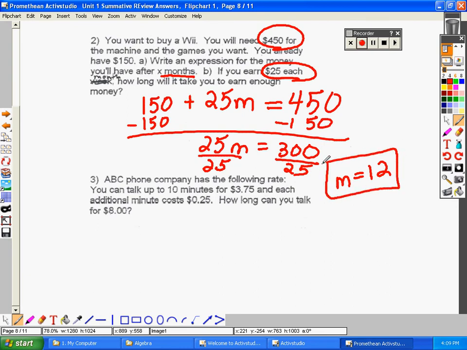Last one, ABC Phone Company has a phone rate. You can talk up to 10 minutes for $3.75. Each additional minute costs 25 cents. How long can you talk for $8? So right away you know that your phone bill is going to equal $8. I'm just going to put an 8 there.